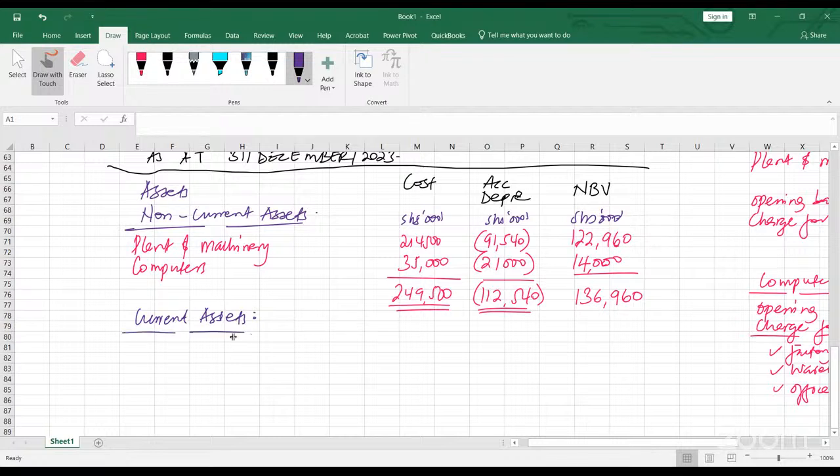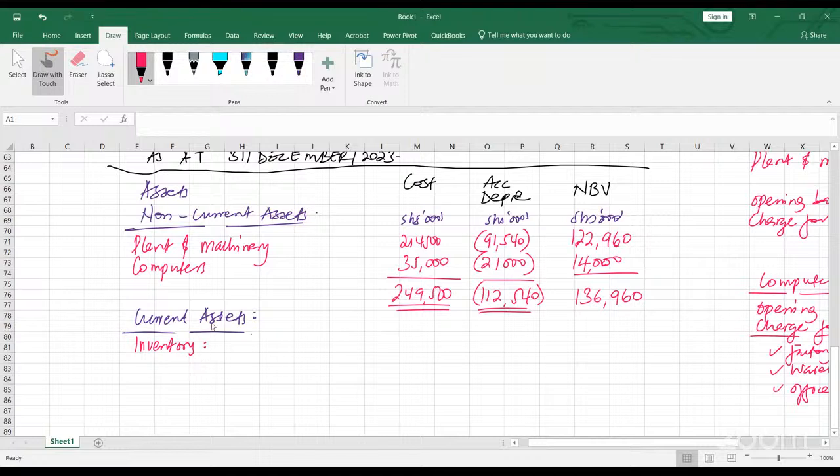Current assets are those that the company expects to convert to cash or use up. They represent the company's ability to meet its short-term obligations. Examples of current assets are inventories, prepaid expenses, cash, and accounts receivable. All those are current assets. So let us list them one by one. We have inventory.